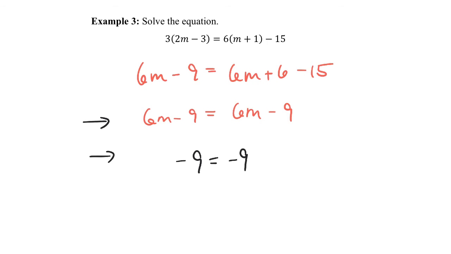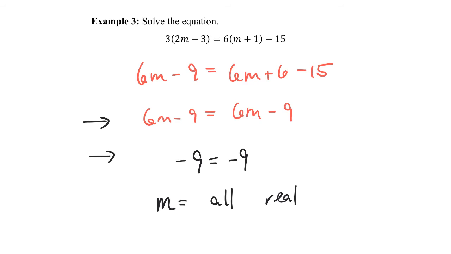Try it. Pick a number for m. Go to this line right here and pick a number. Let this become 6 minus 9. This becomes 6 minus 9. Pick a number, m equals 2. 12 minus 9 equals 12 minus 9. No matter what value you put in for m, it will always work, correct? So we say that this is all real numbers.